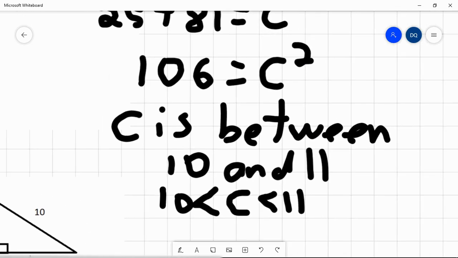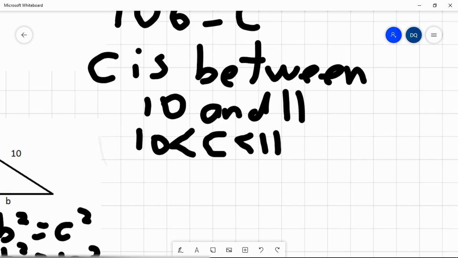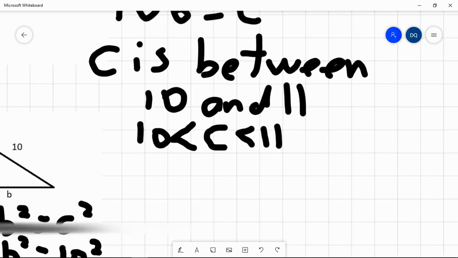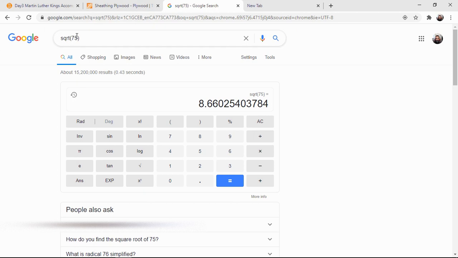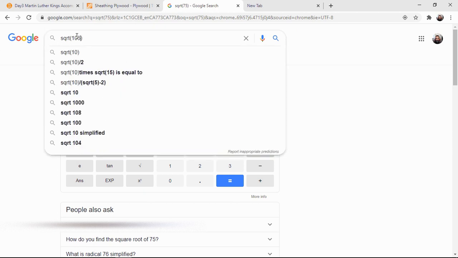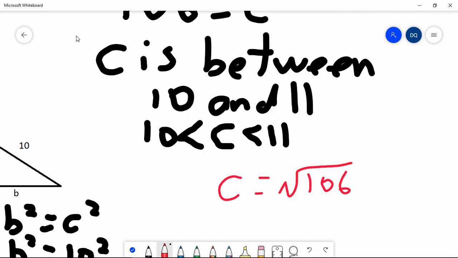So up here, remember c squared was 106, so we said c was between 10 and 11. We can find the exact value by finding the square root of 106. So c is precisely equal to the square root of 106, and the square root of 106 is 10.2956. We could round that to 10.3. So C is 10.3. And what did we say before? Before we said it was between 10 and 11.